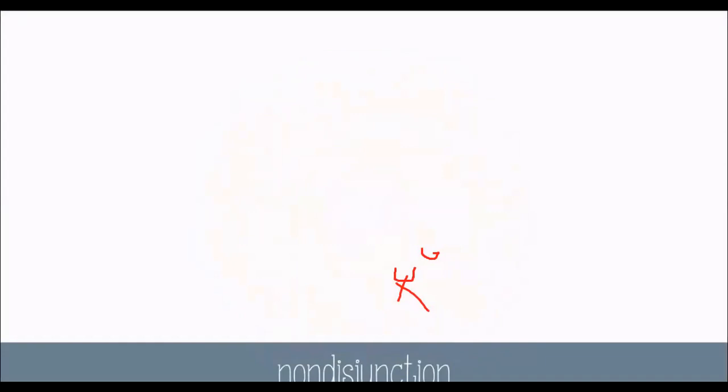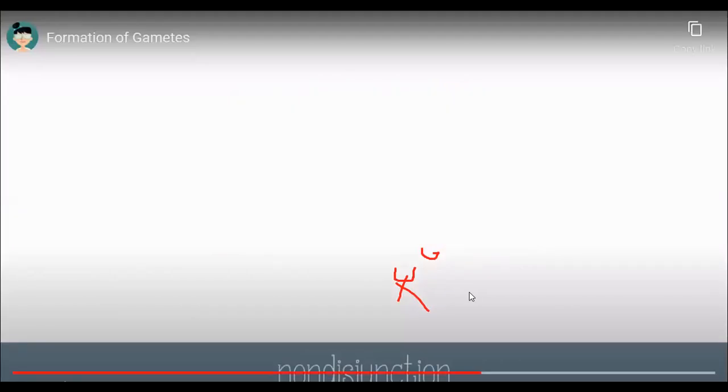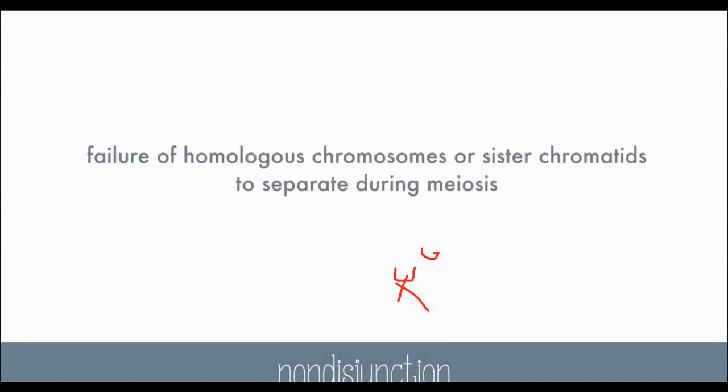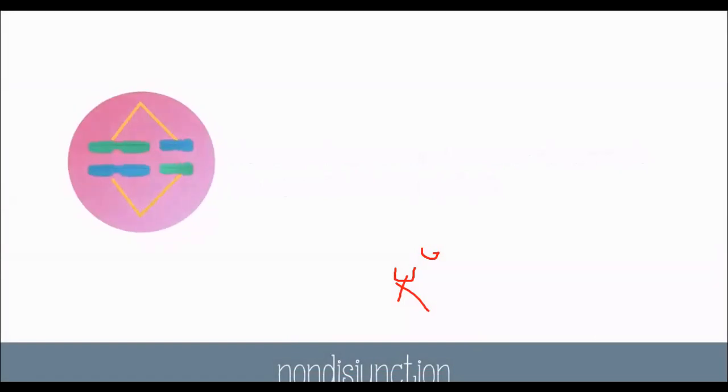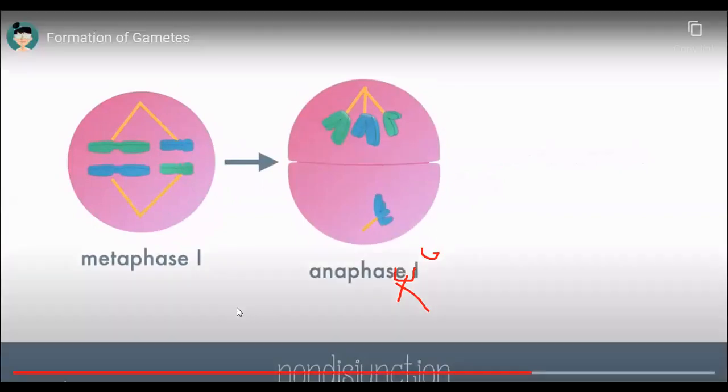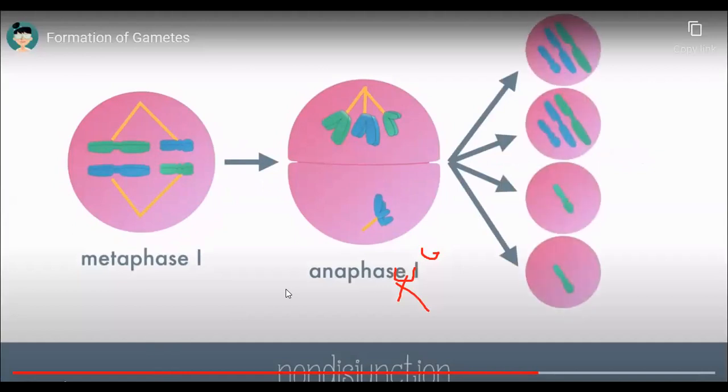Errors during meiosis can cause non-disjunction. Non-disjunction is a failure of homologous chromosomes or sister chromatids to separate during meiosis. Here's one of those cases. During metaphase 1, everything is lined up as expected. But during anaphase 1, a chromosome is pulled to the wrong side, which leads to gametes with incorrect numbers. Some will have an extra chromosome, and some will have one less.